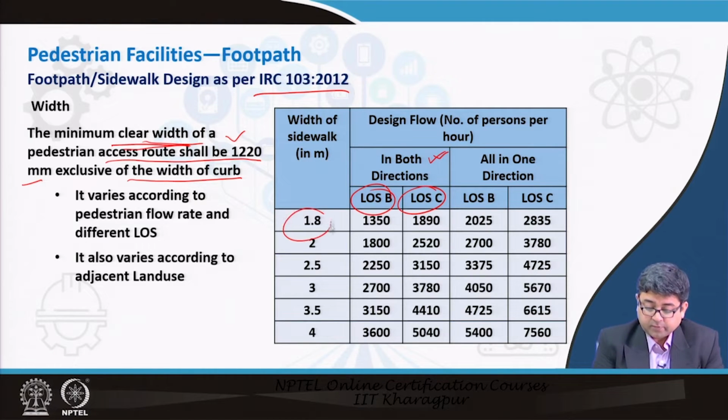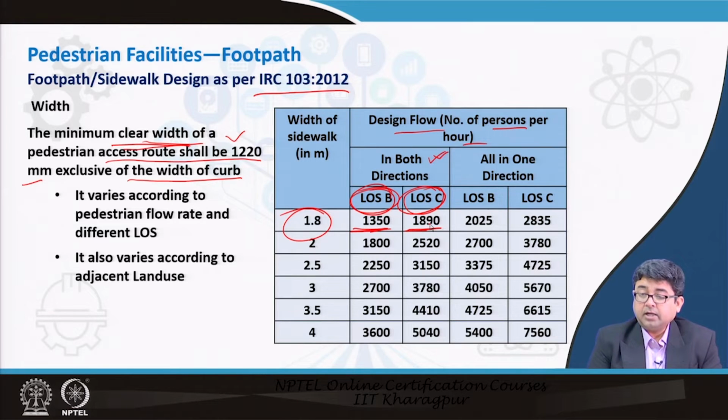And then if people are walking in both directions, if you provide a minimum sidewalk width of 1.8, your number of people per hour should not be greater than 1350 if you want to maintain a level of service B, or if you want to maintain a level of service C, you can go up to 1890 people per hour if you only provide the minimum, right. The minimum is 1.8. However, if you can go up to 4 meters, then you can accommodate a whole lot of people by still maintaining a level of service B.